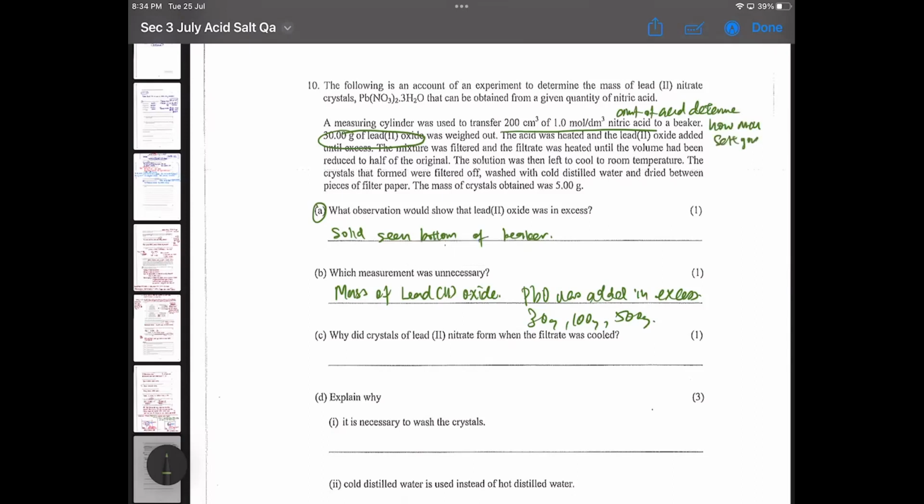Because remember, right at the beginning, we said that all the acid is used up. So the acid is the one that determines, and because the lead-2 oxide is in excess and always in excess, there's no point measuring the mass. Okay, so that's part 4B.